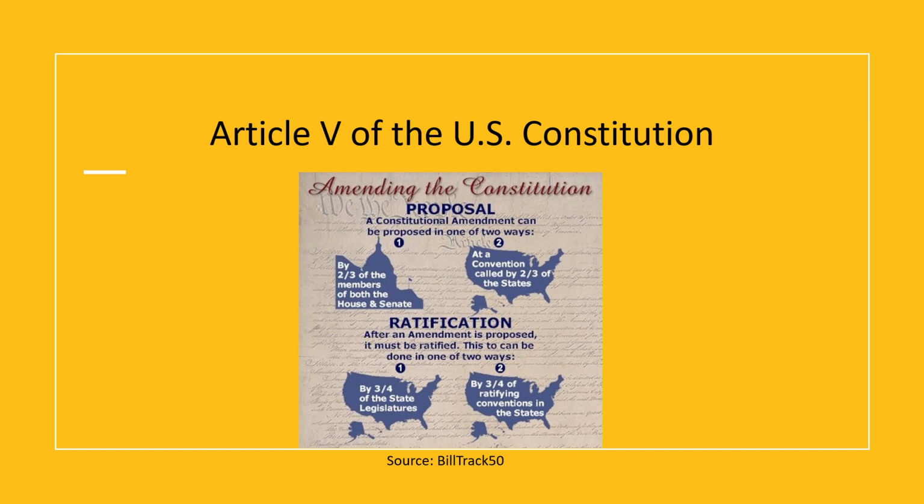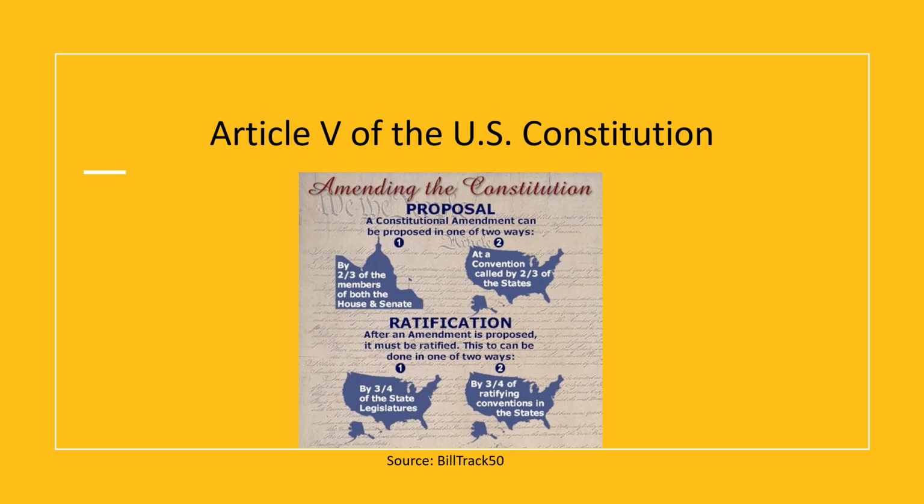So Article 5 of the U.S. Constitution first requires that to amend the U.S. Constitution, there must be a proposal. Now, a proposal can come from two different places. One place is from the U.S. Congress. 2/3 of the members of the U.S. House and of the U.S. Senate together can propose an amendment to the U.S. Constitution.